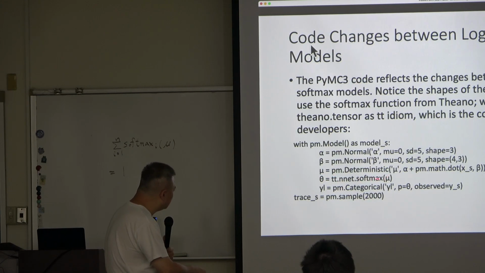This statement actually calls the softmax function, which is provided under the Theano.tensor package. So we apply the softmax on this mu. Remember, this mu is a vector with 3 components, because this is 3 classes. Once you apply that, we get a probability for those 3 classes, and then we feed that into categorical, and we put p equal to theta, observed equal to ys, and we try to generate 2,000 samples. So that's it. If you try it out and run the code.